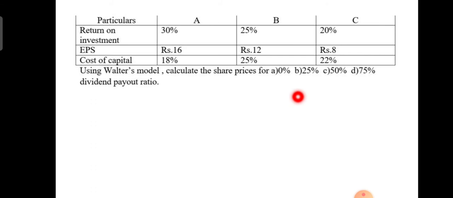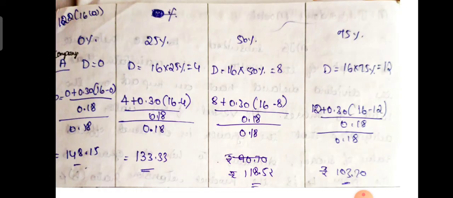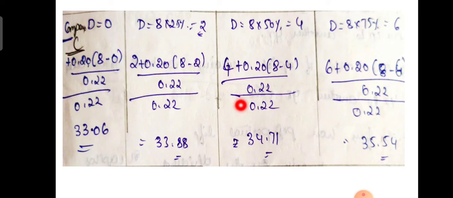In case of company C, return on investment R is 20%, 0.20, EPS is 8, K is 22%, that means 0.22. In the same way, we will calculate for company C. D is 0; 8 into 25%, rupees 2; 8 into 50%, rupees 4; 8 into 75%, rupees 6 is dividend per share. Next, market price P is equal to 0 plus 0.20 into 8 minus 0, divided by 0.22, whole divided by 0.22. You will get market price as 33.06.